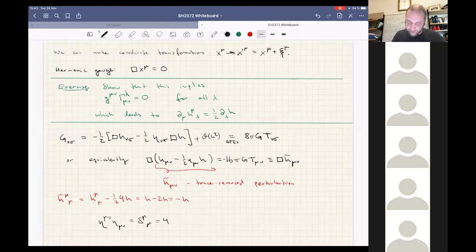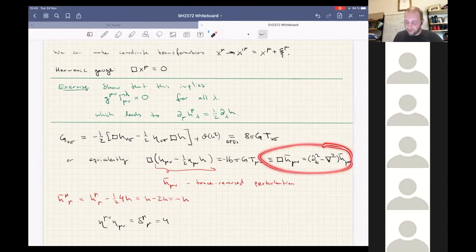Then what this is essentially is dt squared minus Laplace squared acting on h mu nu bar. So what we have here is a wave equation. It's a wave equation where the wave speed is the speed of light, which we have put to 1. And the source term is this energy momentum tensor.